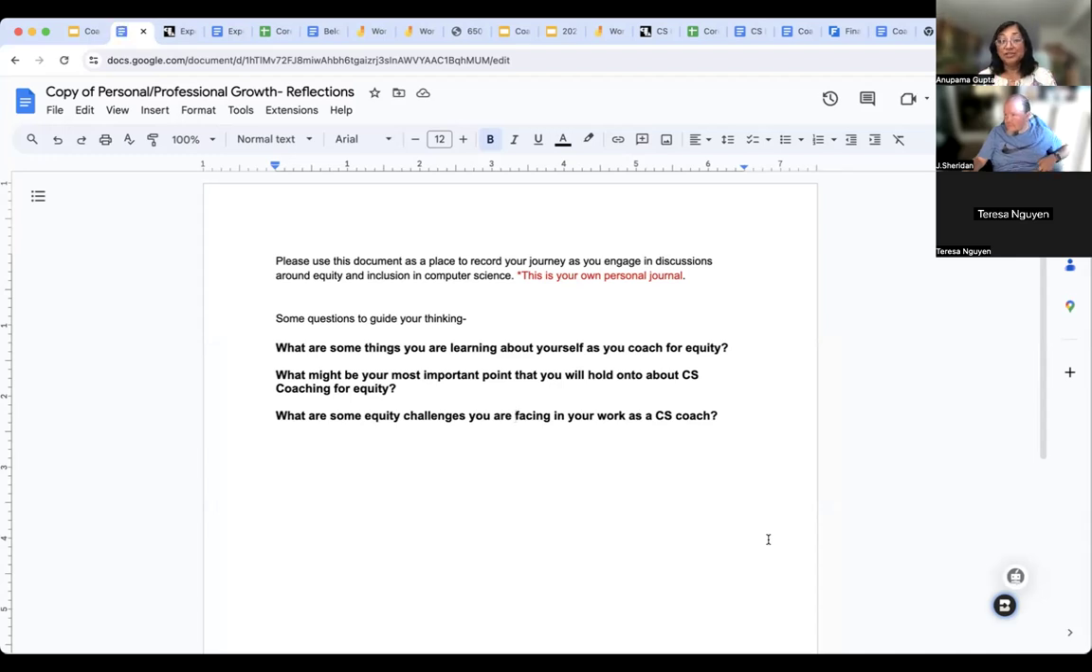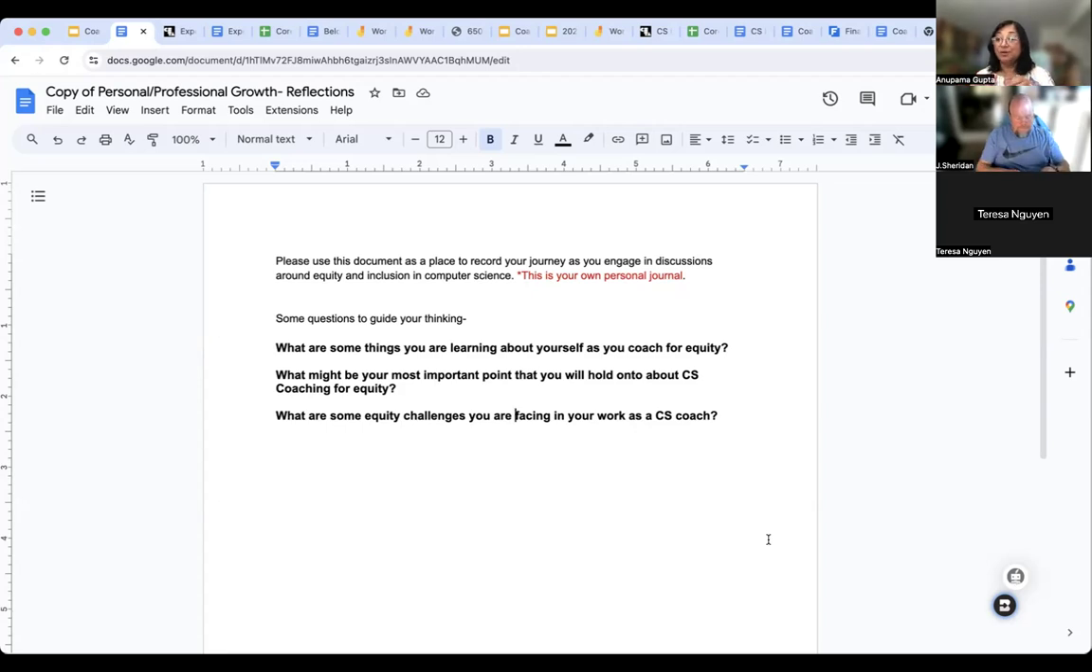This is your personal journal, your own personal journey, where you put down your thoughts and your reflections. And here are some questions. What are some things you are learning about yourself as you coach for equity? What might be your most important point that you will hold on to about CS coaching for equity? Or what are some equity challenges you're facing in your work as a CS coach? These are just example questions, not that you have to respond to all of them. This is your personal journal where you would be jotting down your reflections and thoughts, and you will not be sharing this with anybody.